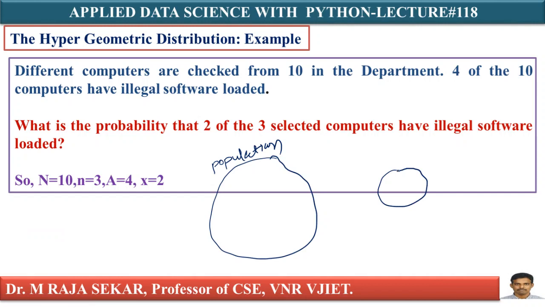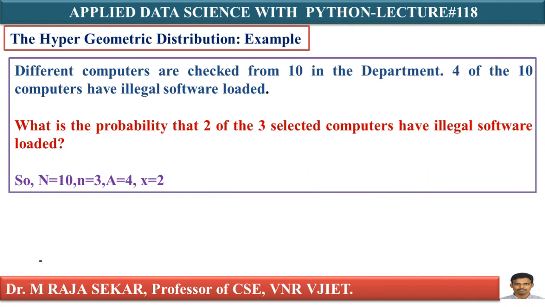This is my sample. What do we know? What is the population size? Capital N equal to 10. How many successes are there in population? Capital A equal to 4. What is my sample size? Small n equal to 3. Out of 3, what do you have to find? You have to find small x, 2 successes. That's what it is saying. What is the probability of 2 of the 3 selected computers? That's the basic meaning of this problem.